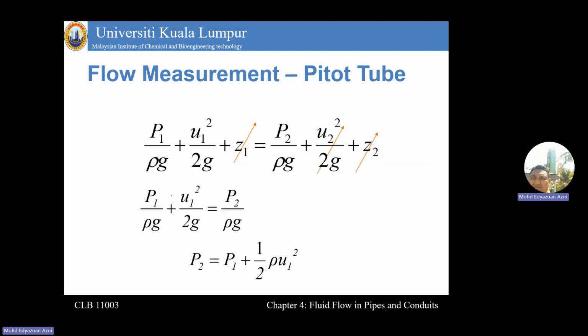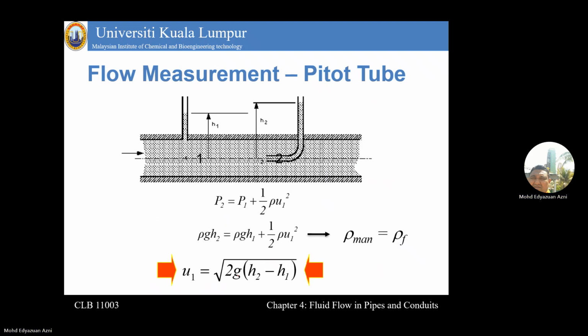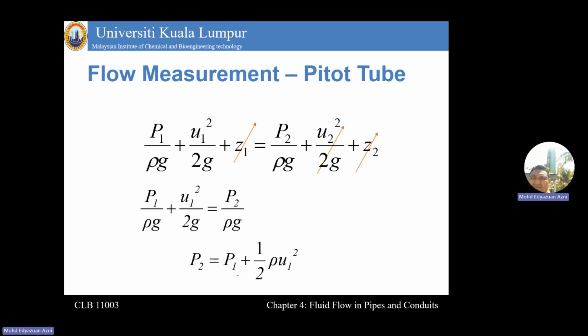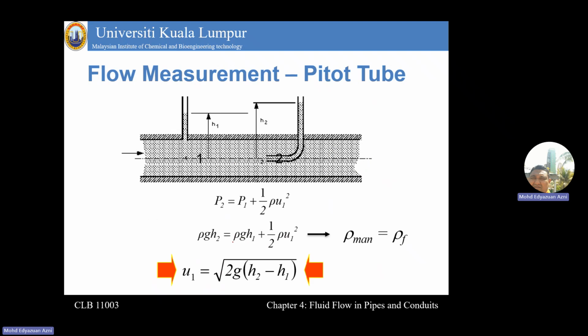What is still there is P1 over rho g plus U1 squared over 2g equal to P2 over rho g. After some manipulation of the formula, we will get the first derivation, which is P2 equal to P1 plus half of rho U1 squared. So if you want to find pressure 1, we know everything right here.